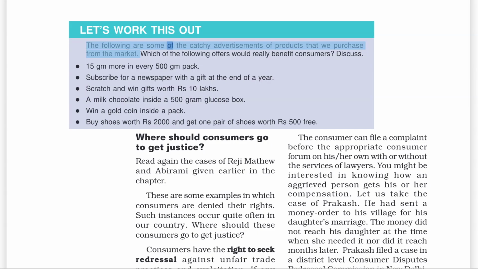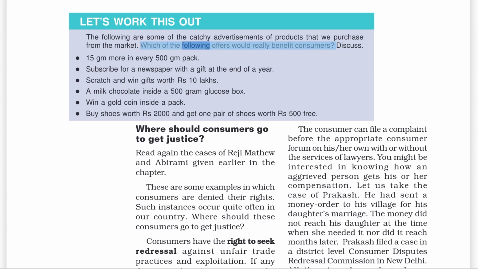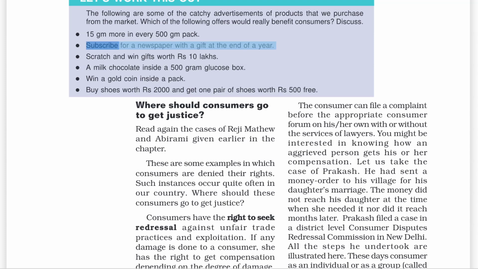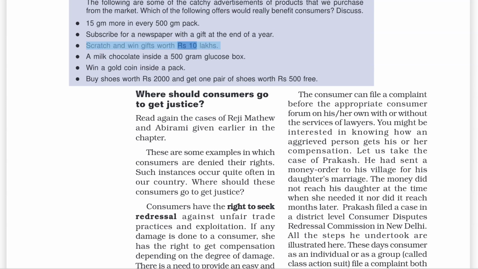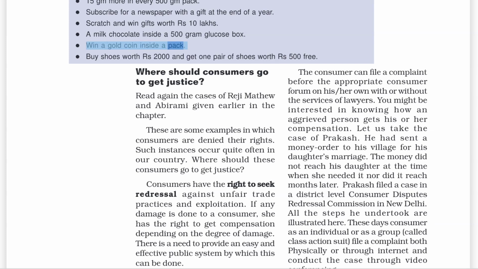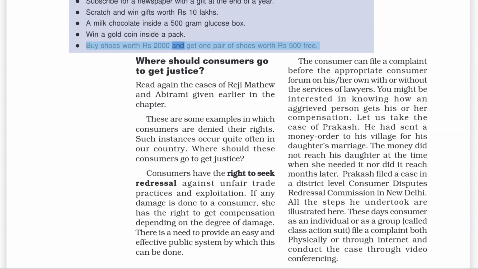The following are some of the catchy advertisements of products that we purchase from the market. Which of the following offers would really benefit consumers? Discuss. 15 gm more in every 500 gm pack. Subscribe for a newspaper with a gift at the end of a year. Scratch and win gifts worth 10 lakh rupees. A milk chocolate inside a 500-gram glucose box. Win a gold coin inside a pack. Buy shoes worth 2,000 rupees and get one pair of shoes worth 500 rupees free.